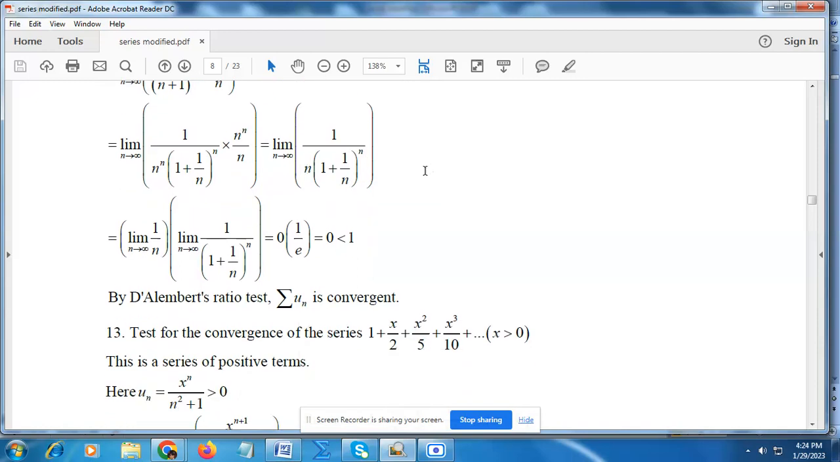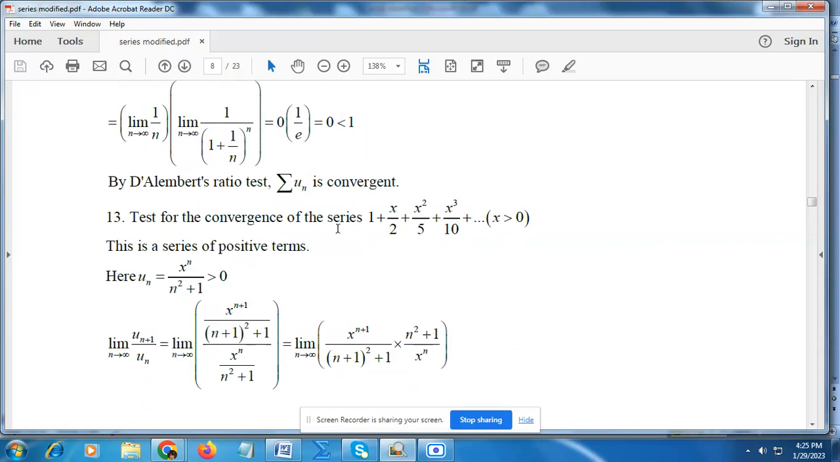So separate the limits: limit n tends to infinity 1 by n into limit n tends to infinity 1 plus 1 by n whole power n. We know that 1 by n as n tends to infinity is 0 and limit n tends to infinity 1 plus 1 by n whole power n is e. So 0 into a non-zero value is 0, and we know that 0 is less than 1. According to D'Alembert's ratio test, it is convergent. If the limit value is less than 1, convergent. If the limit value is greater than 1, it is divergent.